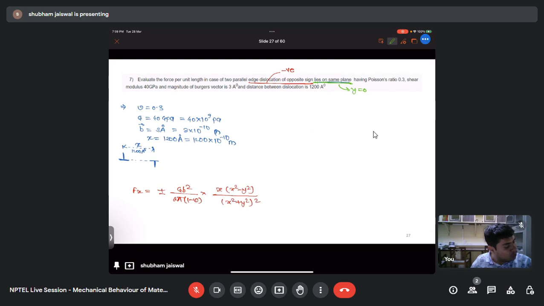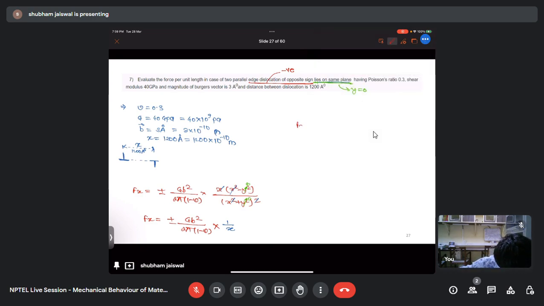So if you put y equal to 0 in this equation, we will get Fx equal to plus minus Gb square upon 2 pi 1 minus nu into, with y being 0, this one gets cancelled out, and we will remain with 1 by x. So now we have all the values, just put them in.